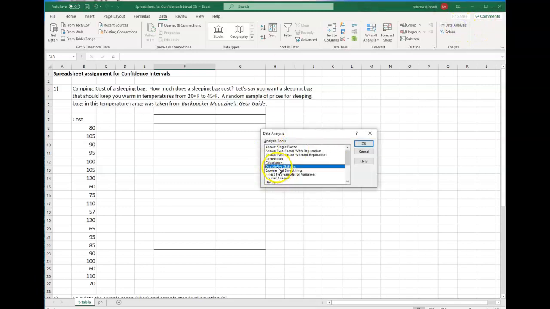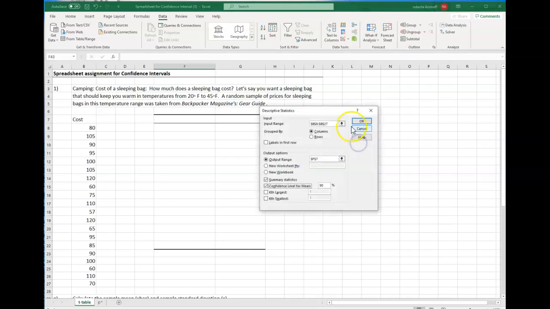I'm using the descriptive statistic tool because you have many different analysis tools. I press OK, and I've used this before, so I want to make sure that all the data is cleared out. I'm going to start from scratch.